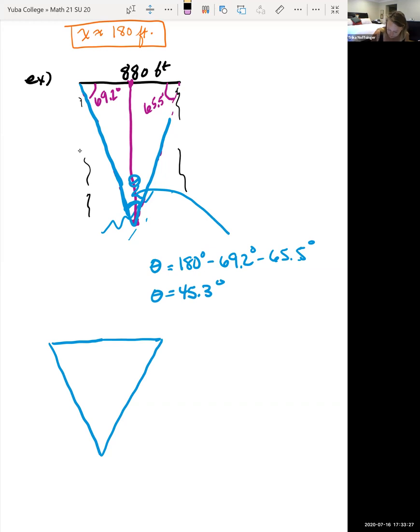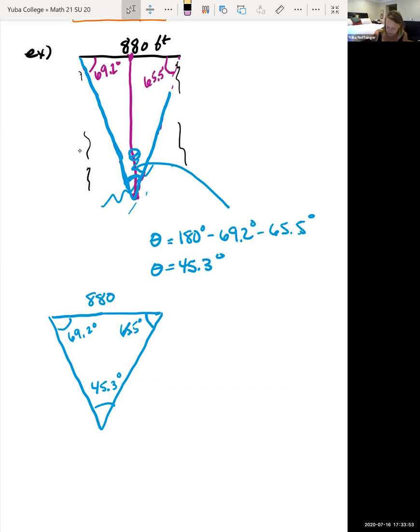So here we have 180. Here we just found that this was 45.3 degrees. We know that this angle in here on the cross is 65.5, and this one was 69.2. So again, it doesn't matter which side we're trying to find. If we look at the one on the left, let's call it X.